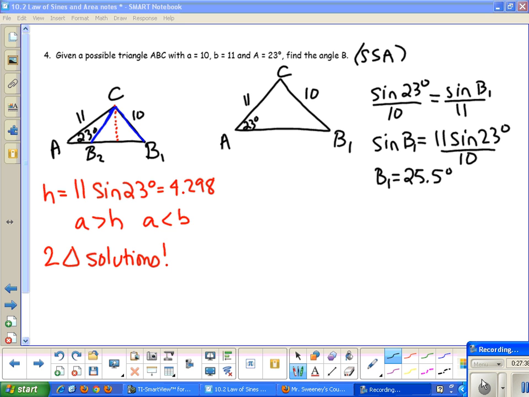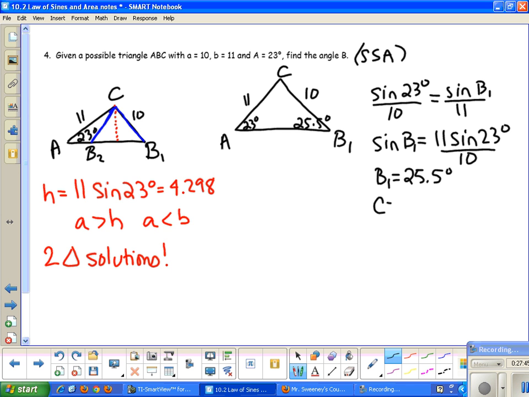So if I know now this angle is 25.5 degrees, then I can use the triangle sum theorem to solve for C. So C1, we're going to call it, is equal to 180 degrees minus 23 degrees minus 25.5 degrees, which ends up giving us a value of 131.5 degrees. So this is equal to 131.5 degrees using the triangle sum theorem.